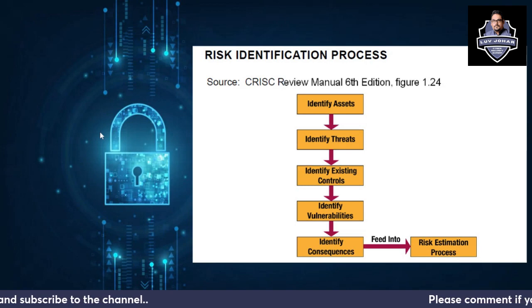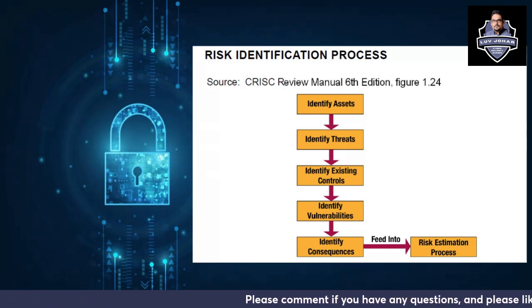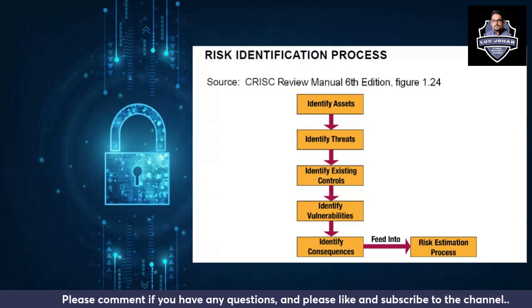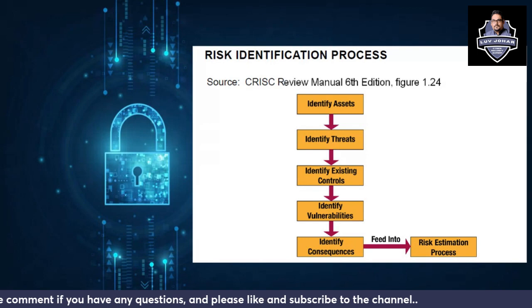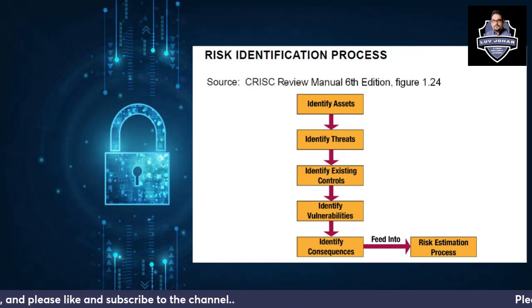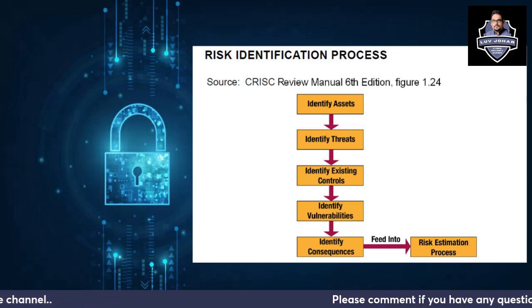So now let us understand what is the risk identification process. The risk identification process is very simple, as you can see. You have to first of all identify assets. What are the different types of assets that you have in the environment, in the business organization where you are working? For the risk assessment process, you have to understand what are the different assets, what are the different threats.